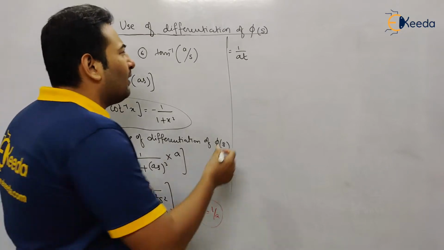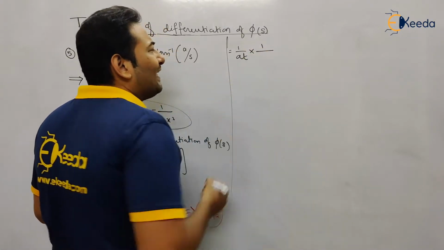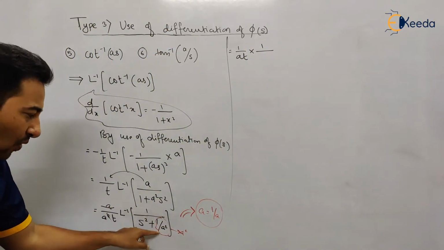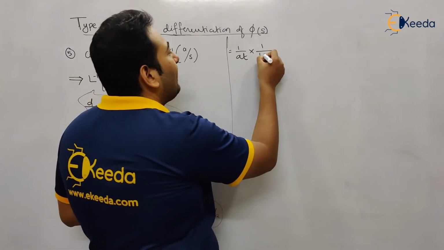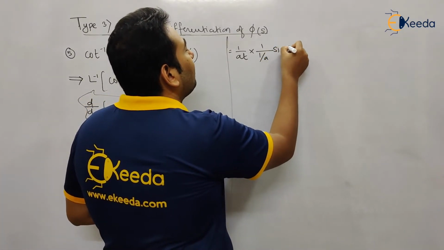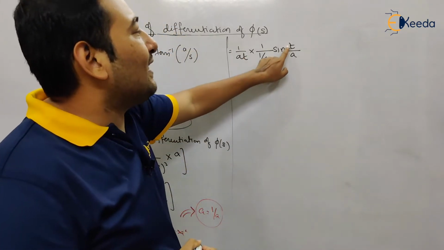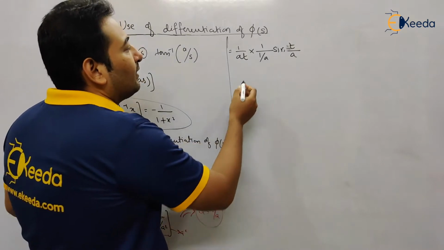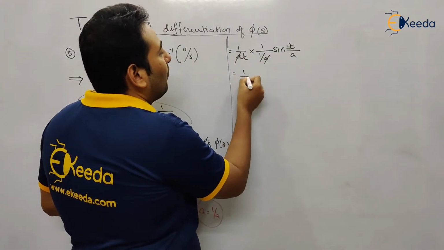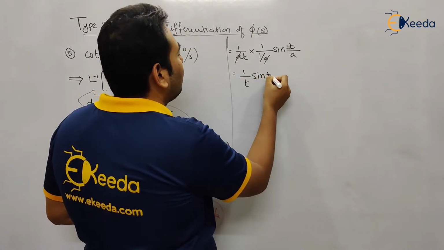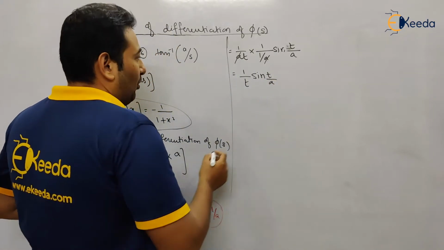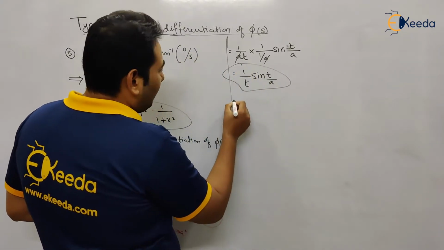So what is the formula? 1 upon a sine at. Here a is 1 upon a. So 1 upon a sine at, but a is what? 1 upon a. Sine at, but a is 1 upon a. This a cancelled. 1 upon t sine t by a is the required solution for problem number 5. Done. Let's discuss 6.